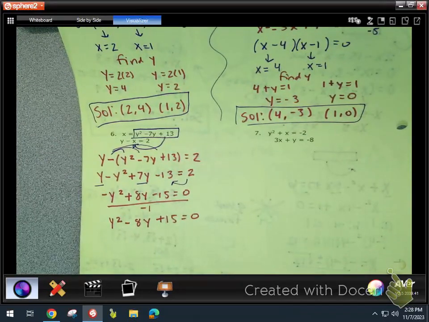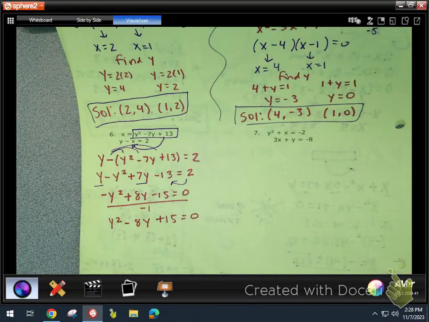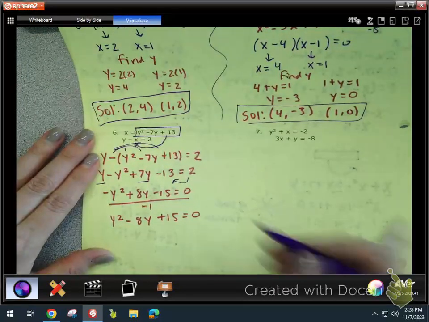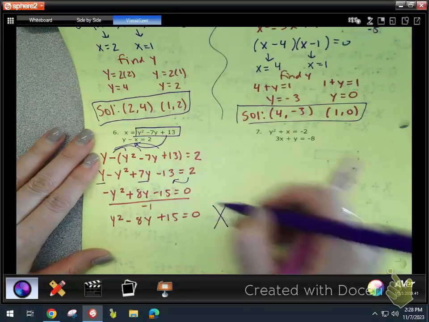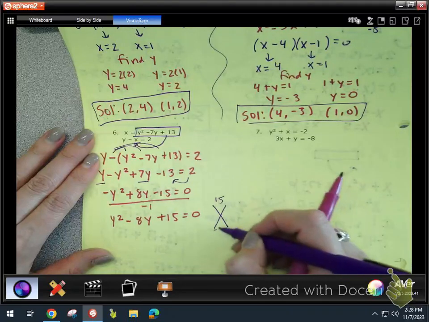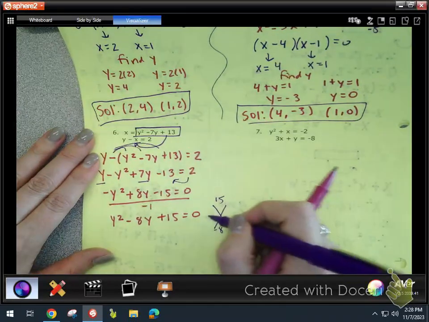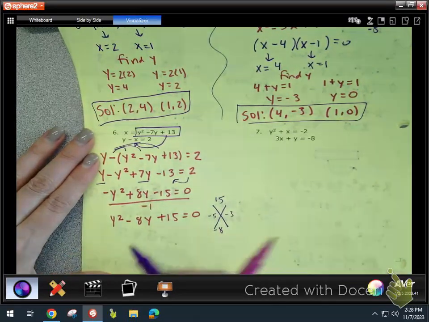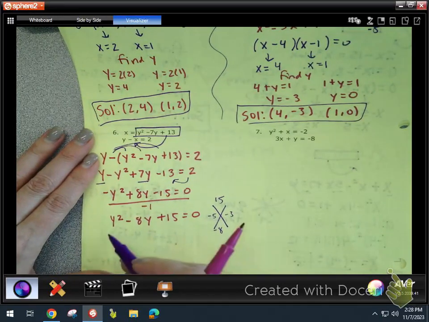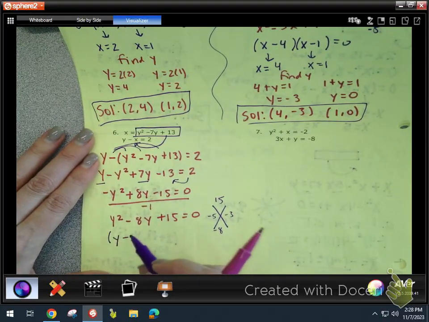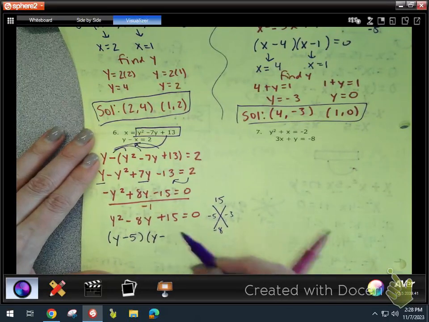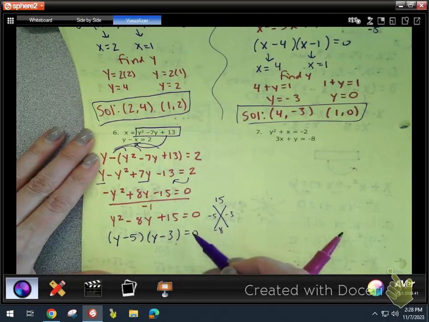This is still easy factoring. Oh, yes, because you got to move that 2 over. I think I just did it. Okay, two numbers that multiply to be positive 15 and add to be negative 8: negative 5 and negative 3. Didn't we do that already? Yeah, we did actually. But be careful here. Your factors are going to be y minus 5 and y minus 3.